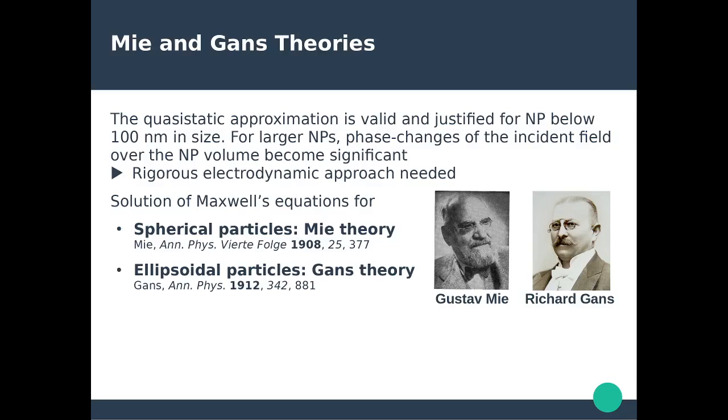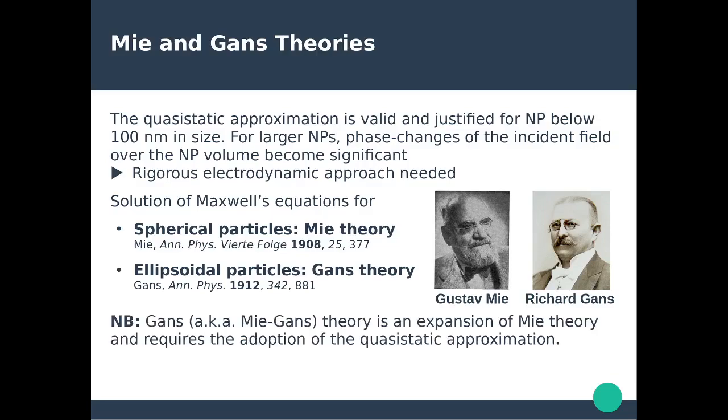A few years later, there was an extension for ellipsoidal nanoparticles, which is known as Gans theory or Mie-Gans theory. However, it's important to notice that the Gans theory is just an expansion of Mie theory, but it also requires a certain level of adoption of the quasi-static approximation.